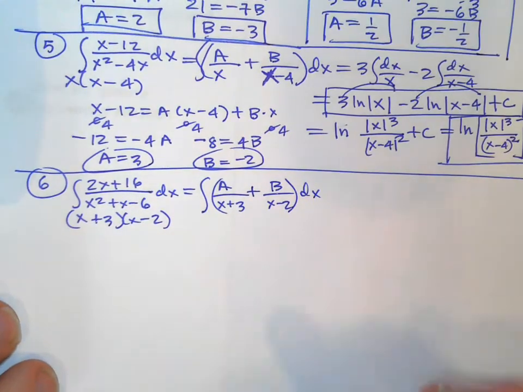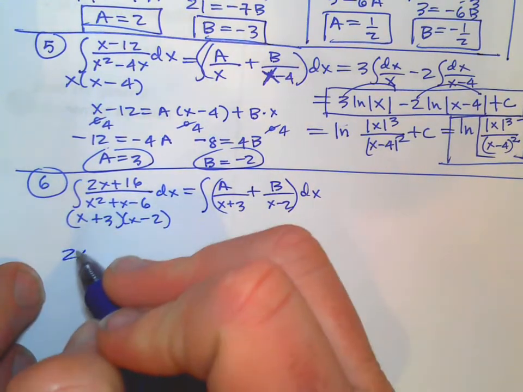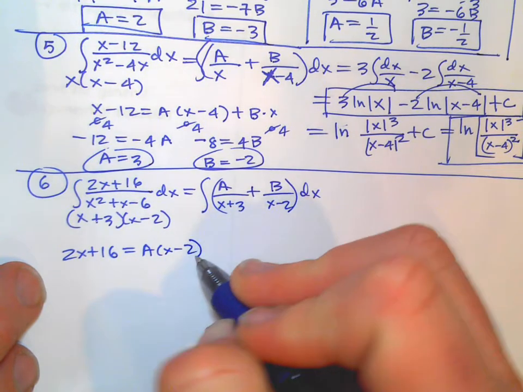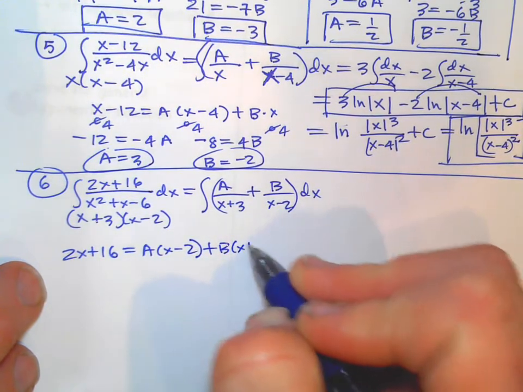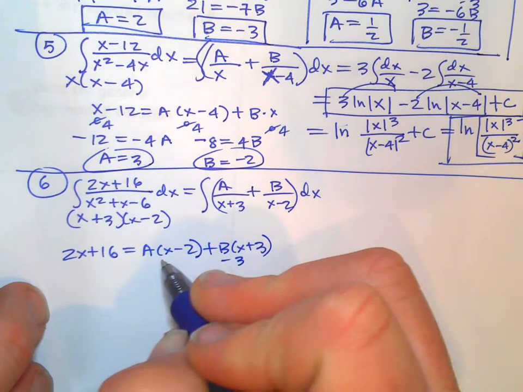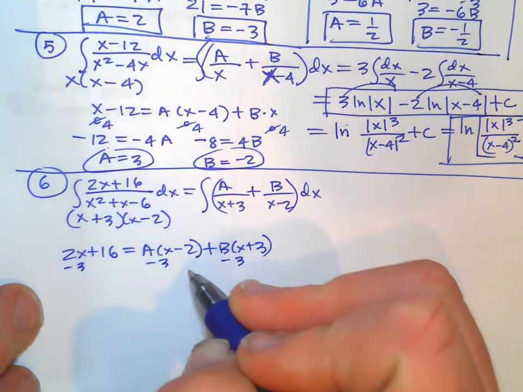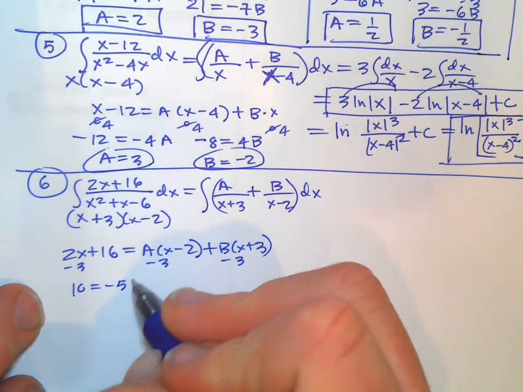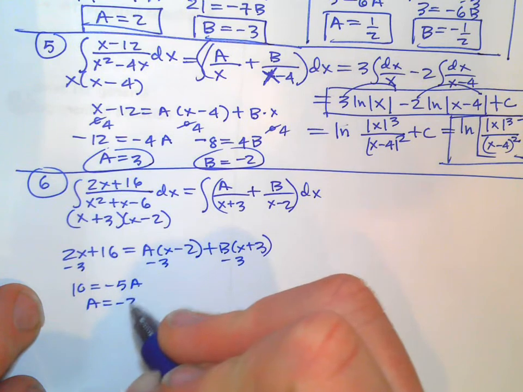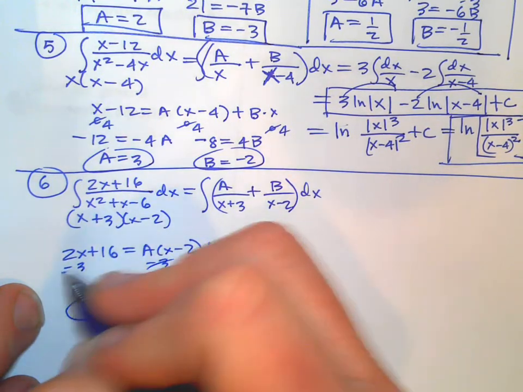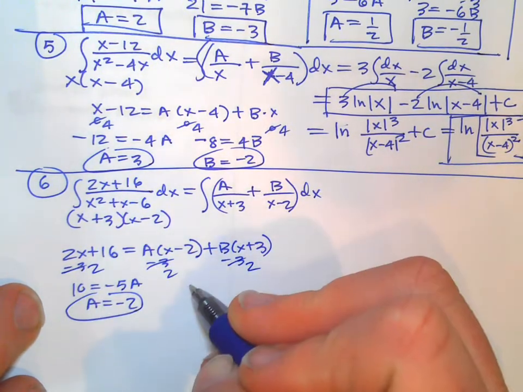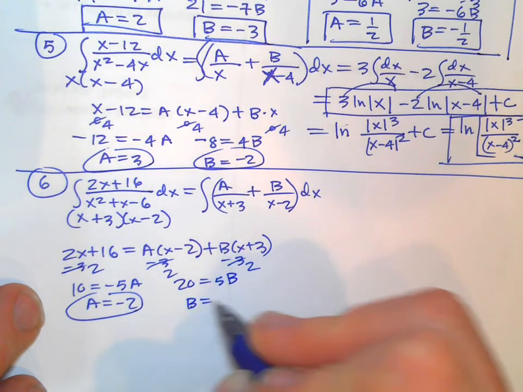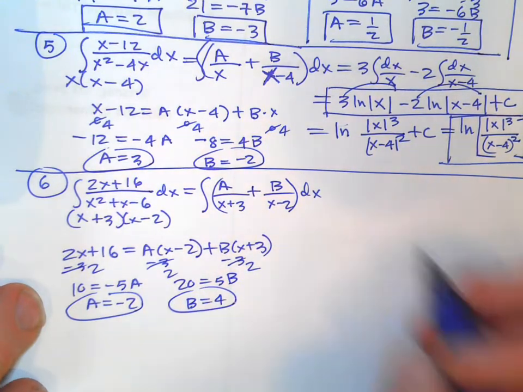So we multiply through by the least common denominator: 2x plus 16 equals A(x minus 2) plus B(x plus 3). Plug in negative 3 everywhere, and that term goes away. We get 10 equals negative 5A, so A equals negative 2. Plug in 2 everywhere, and we get 20 equals 5B, so B equals 4.